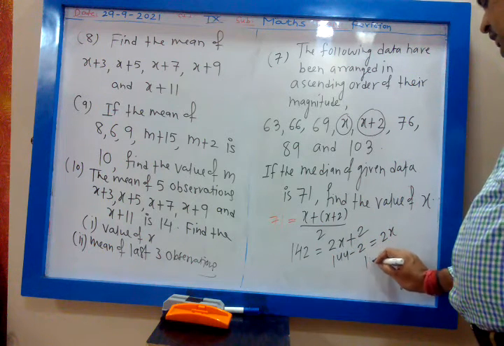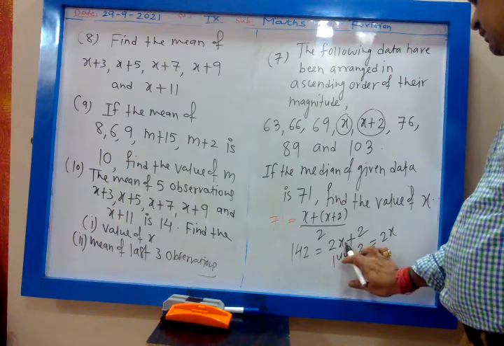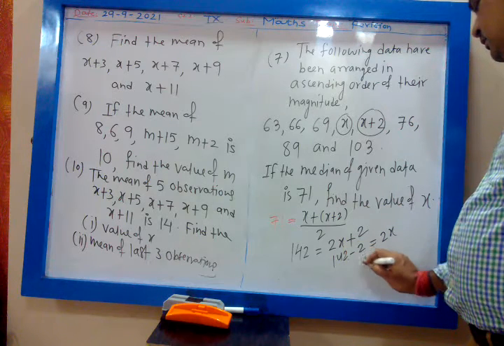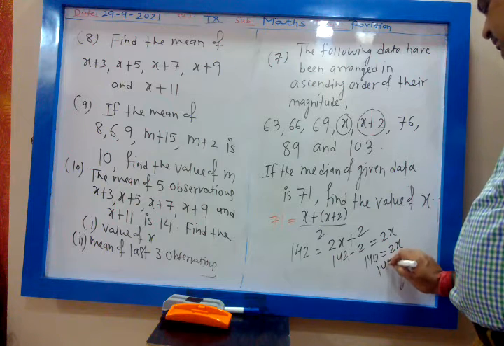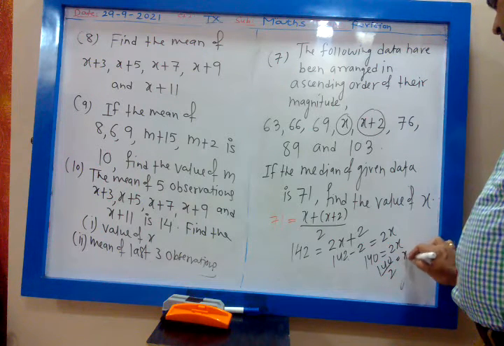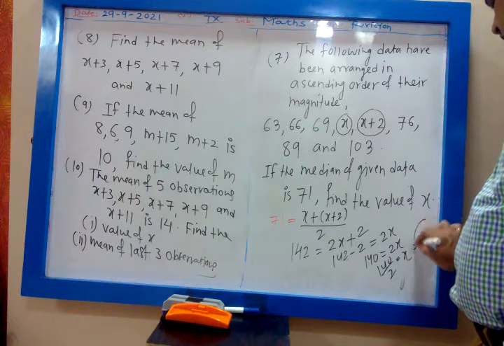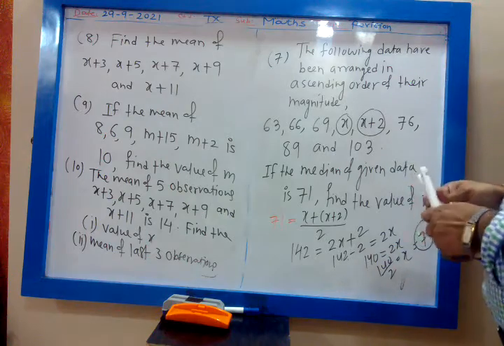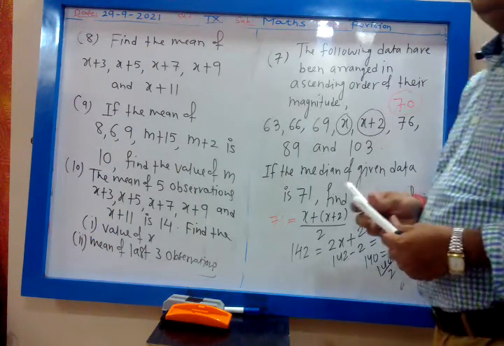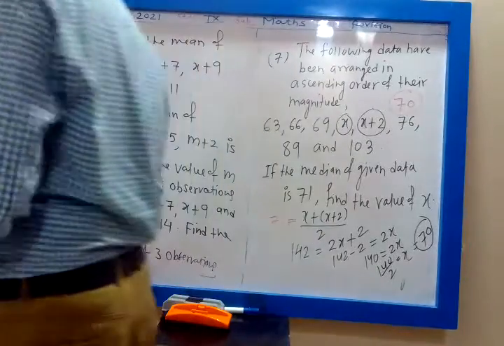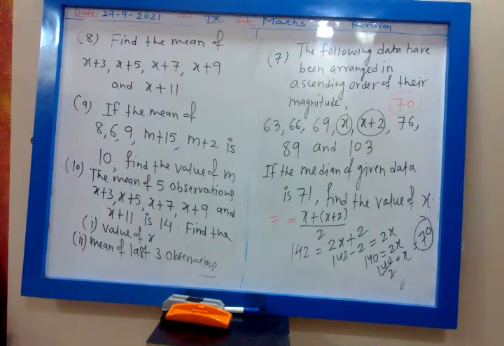142 minus 2, 140 is equal to 2x. So 140 divided by 2 is x. So you will get x is equal to 70. So the correct answer for 7th is 70. Yes, all of you got this answer, 70. Yes, what about others?